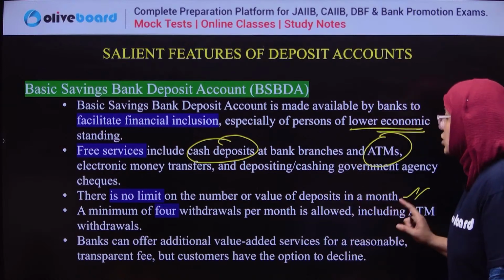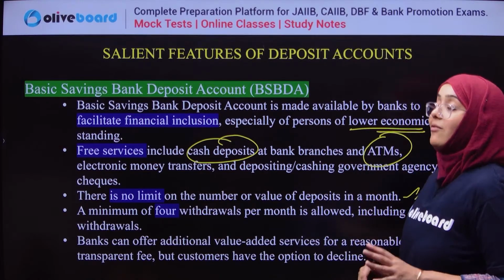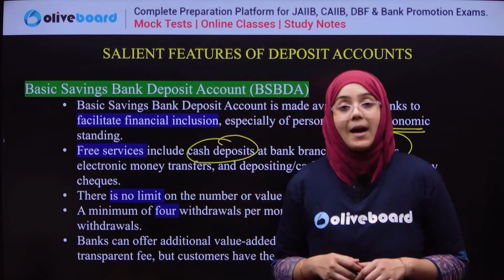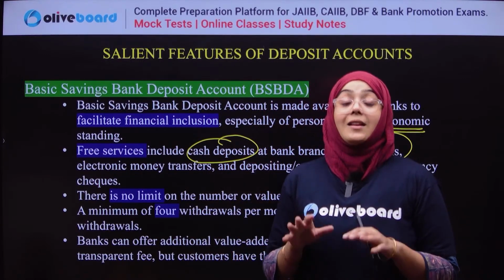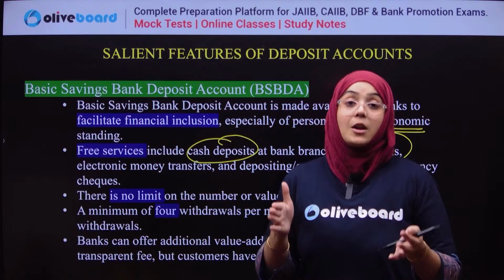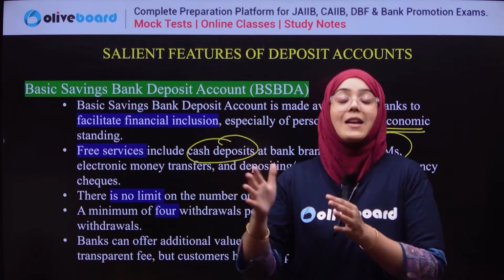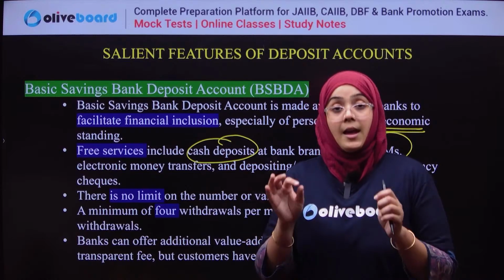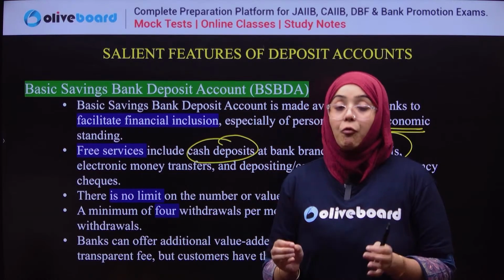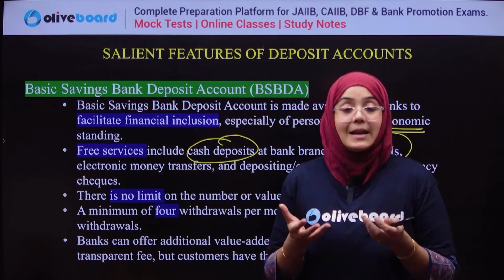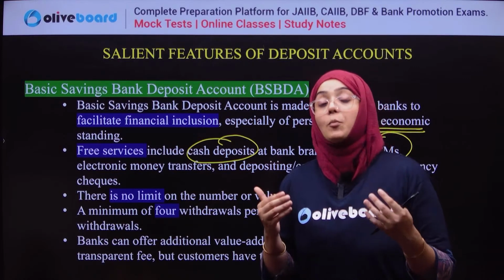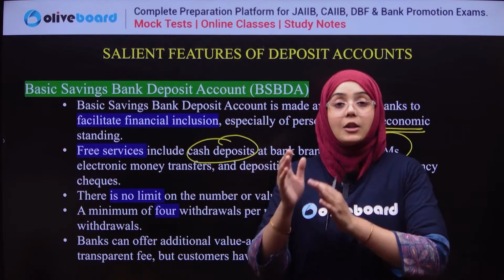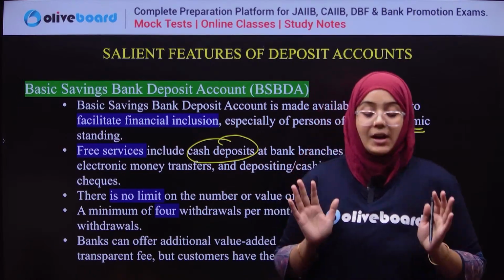The bank can offer additional value added services. There are obviously additional value added services that banks offer on this account, but the customer can choose to reject them, because they are not free of cost. To obtain these services you have to pay some charges, and that's why the customer has the liberty either to accept or to reject them.